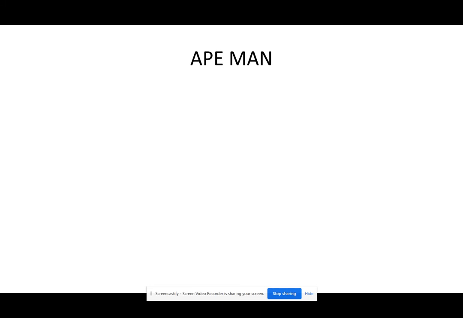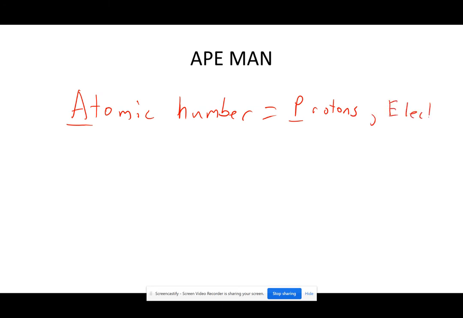Anyways, Ape Man, this is what it's going to look like. The atomic number, this is my A, is equal to the number of protons and the number of electrons. They're the same number. It's the number of protons and the number of electrons. They're the same number. For man, that's talking about atomic mass.